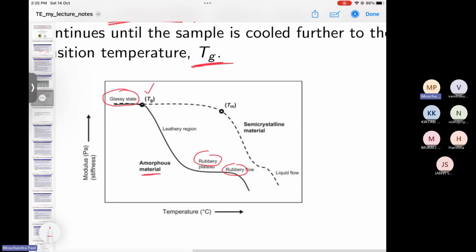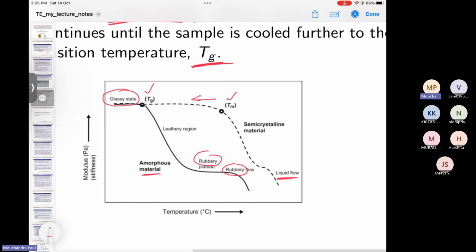Whereas for crystalline or semi-crystalline material, you have something called the melting temperature. Below this melting temperature, the material is perfectly solid, meaning it retains a crystalline structure. And when the temperature is higher than the melting temperature, then it becomes a liquid. So that is the meaning of the melting temperature and the glass transition temperature.